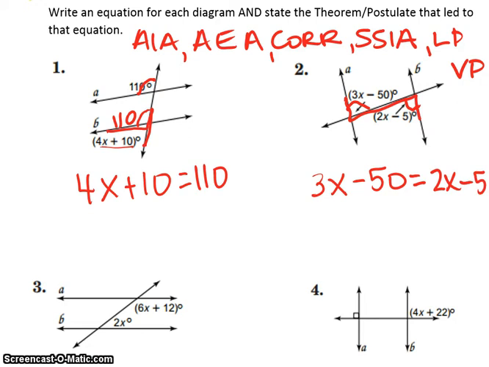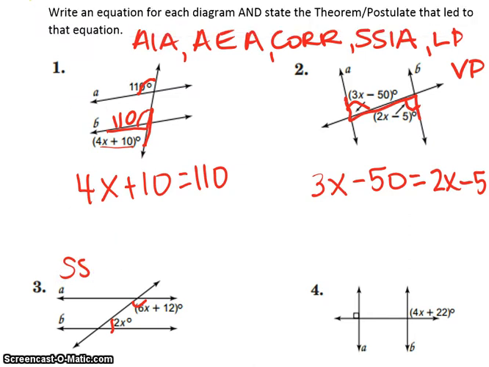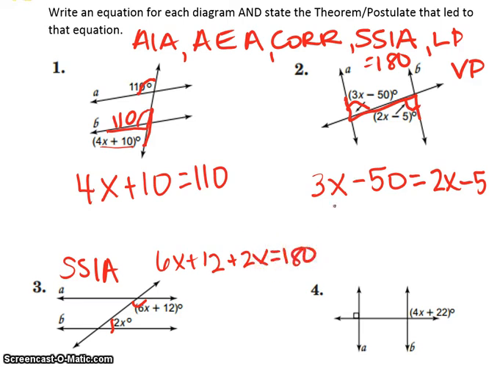Moving on to number 3, I need to identify the pair. So I have two angles that are on the same side of the transversal and both on the inside. These are my SSIA angles. SSIA is the one that we know is a little different. It's the one that's set equal to 180. So I'm actually going to take 6x plus 12 plus 2x equal to 180 and solve from there.